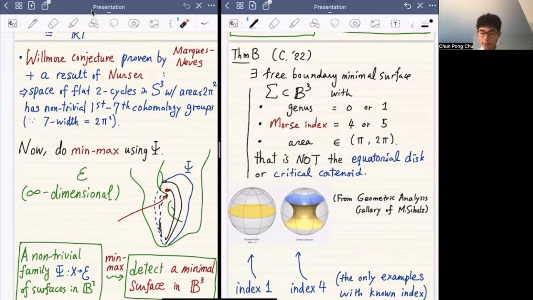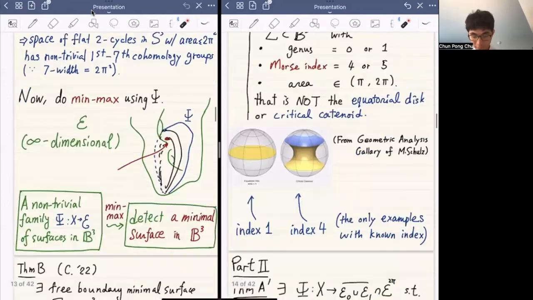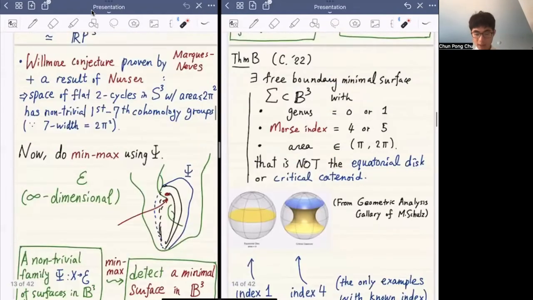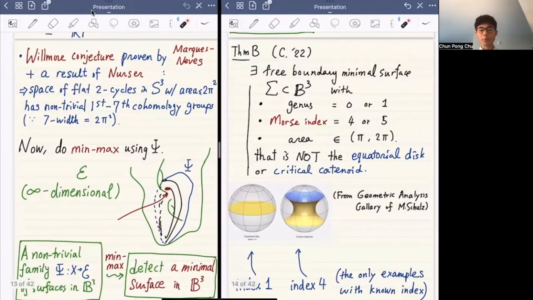So you know, Morse index is difficult to compute actually. So we only know the Morse index of 2 free boundary minimal surfaces in B3. It's the critical catenoid and the disk. So they have index 1 and 4 respectively. So theorem B tells that there's still a low index minimal surface in B. So this concludes the end of the first part.